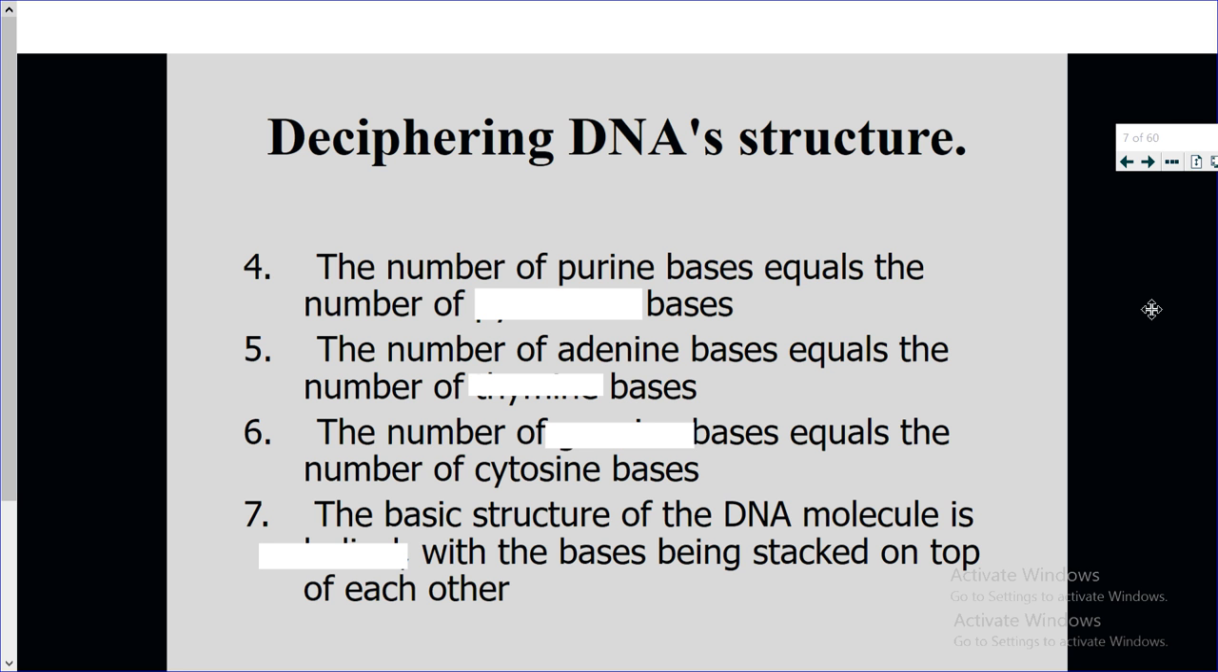So, reflecting back on what you just wrote, the number of purine bases is going to equal the number of pyrimidine bases. And the number of adenine bases is going to equal the number of, use those words again. A goes with T, apples in the tree. Hurry. Look at the board, Jory. The number of blank bases equals the number of cytosine bases. Guanine. I'll review. I must have reviewed this so hard. We just had a benchmark. I hope you didn't get it.